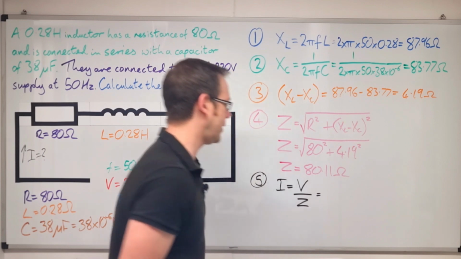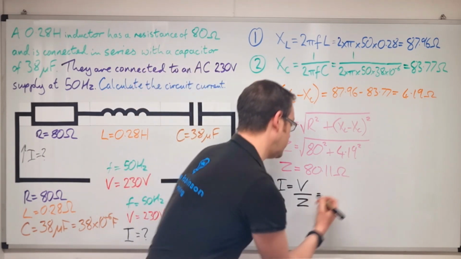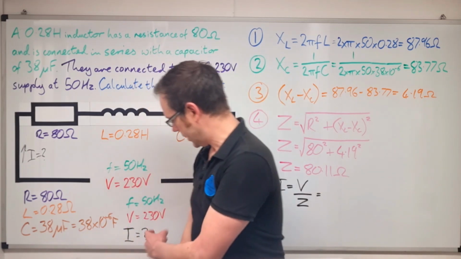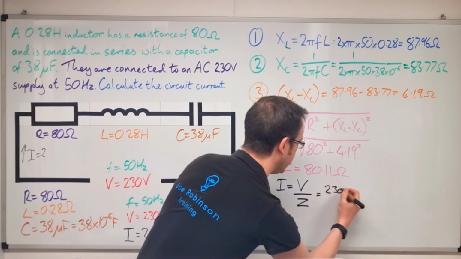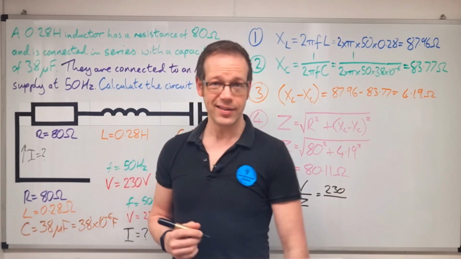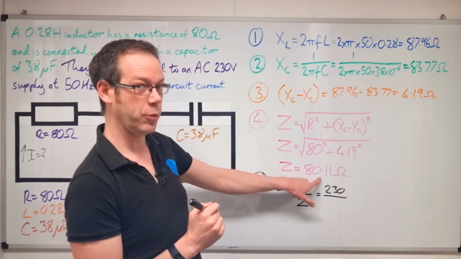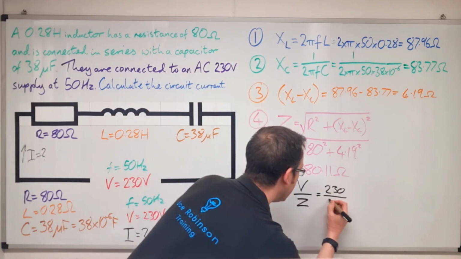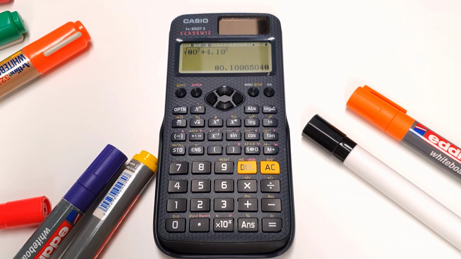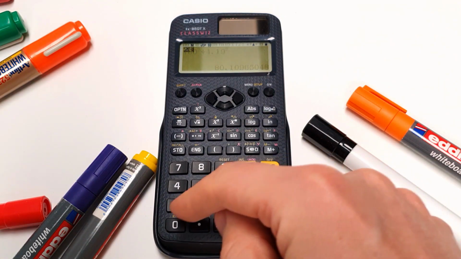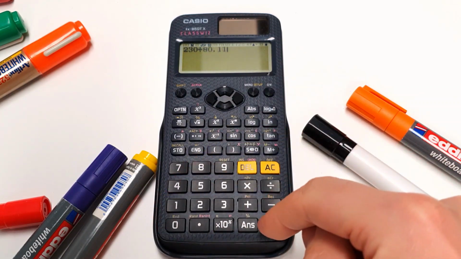So if we say I equals V over Z, then we're going to put in here I equals, remember earlier we said that the voltage is 230 volts. So we're going to put that in. 230 divided by Z, the impedance, and I'm struggling to remember where we found it, it's here, 80.11 ohms. 80.11. Okay, so then we put that into the calculator. So we've got 230 divided by 80.11, nice and easy.